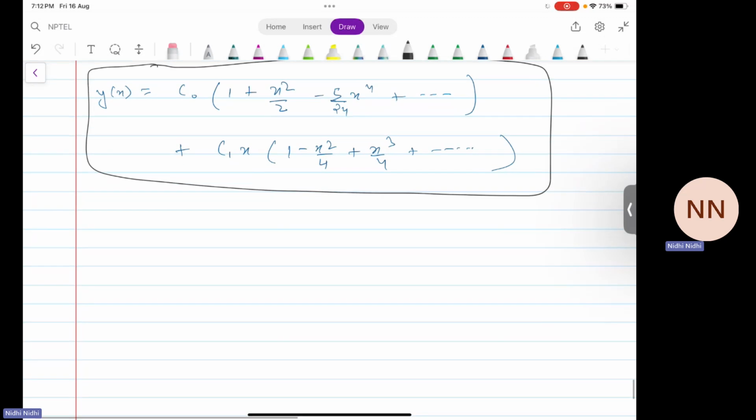Again, we have a similar question. We need to find the power series solution for y double dash minus x y dash plus 2y equals 0. Here, x equals 1. Again, we'll start with the substitution t equals x minus 1 and find this power series solution in terms of t power m.